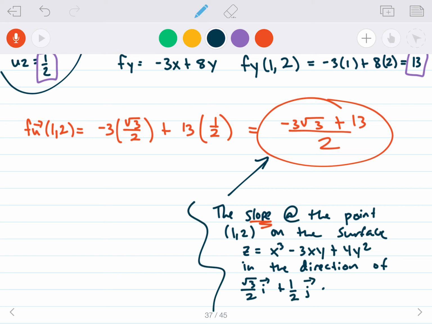So that's what this is. I know it's a lot. The slope at the point on the surface and the direction. But that's what it is, okay? That's what this is. This is a scalar. Our directional derivative is always a scalar once we plug in our numbers for a and b.